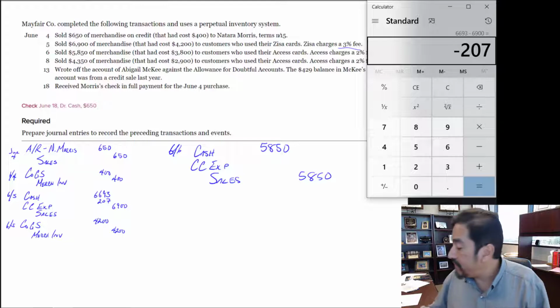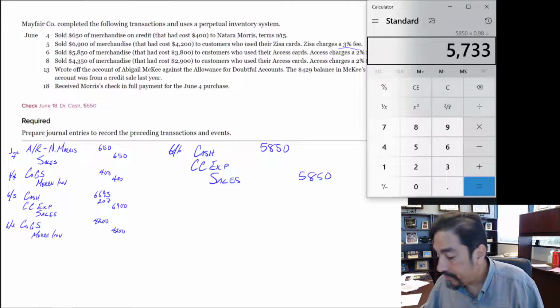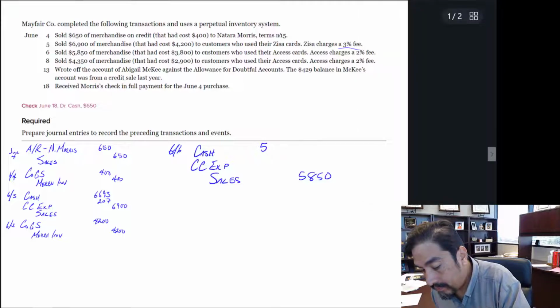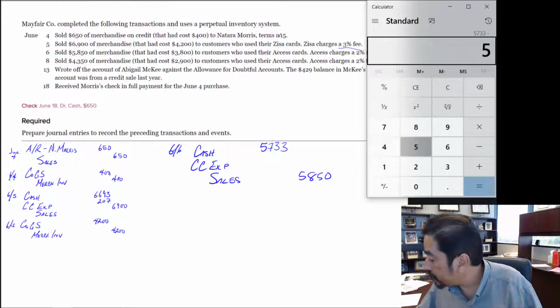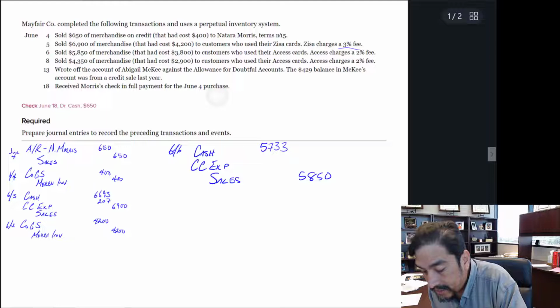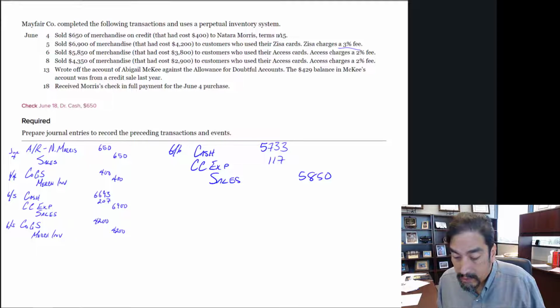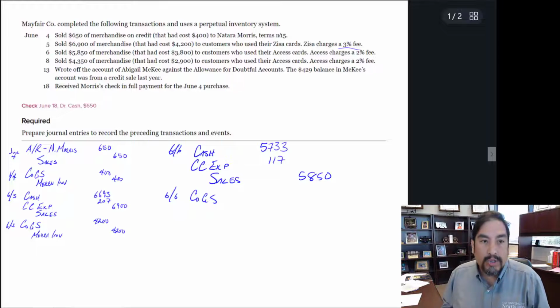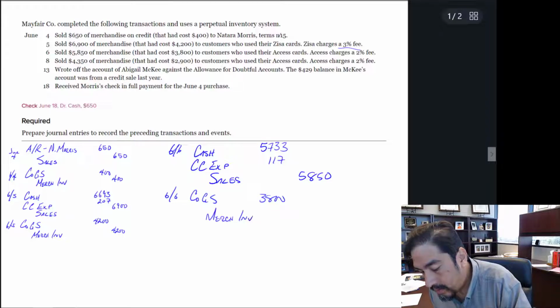They charge a 2% fee, so we're only going to collect 98% of $5,850, which is $5,733. And the difference, $117, is our credit card expense. That's just the first piece. We also have to write the cost piece. Cost of goods sold for $3,800, merchandise inventory, $3,800.